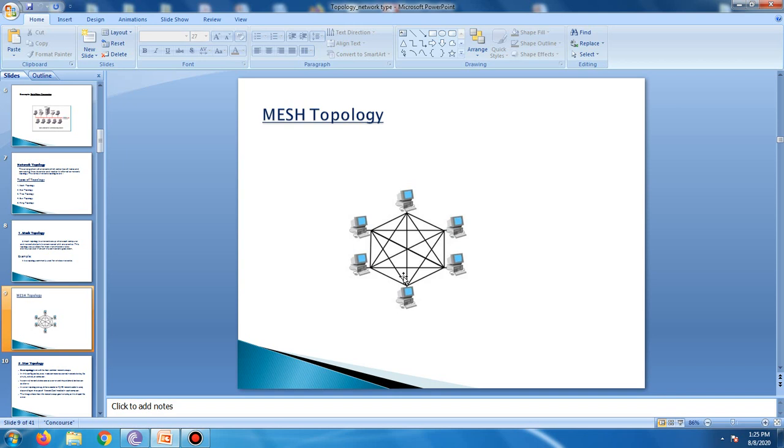Advantage of mesh: the dedicated link guarantees that each connection can carry its own data load, thus eliminating the traffic problem that can occur when a link must be shared by multiple devices. Another advantage, privacy and security.